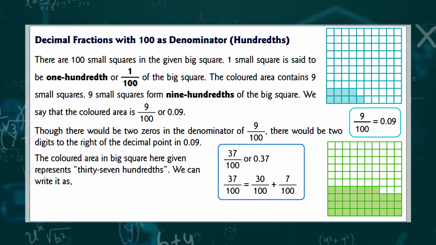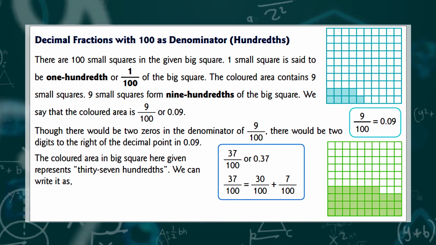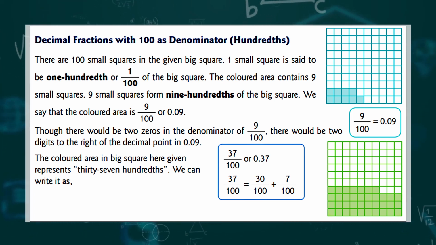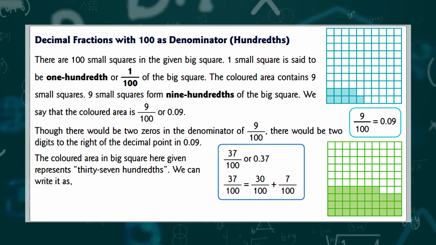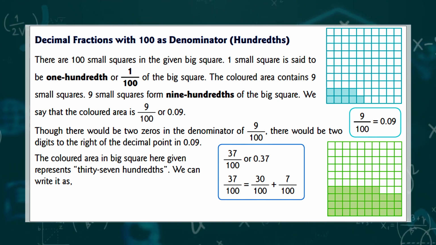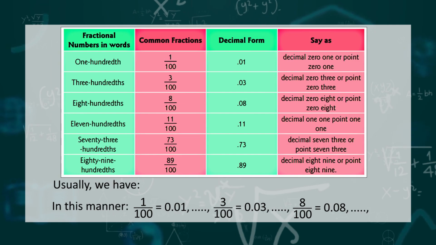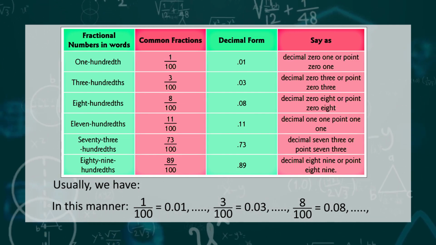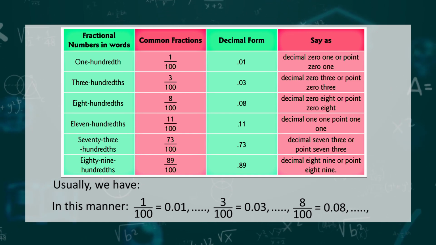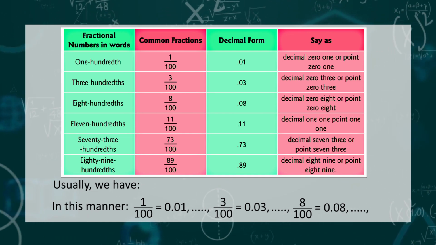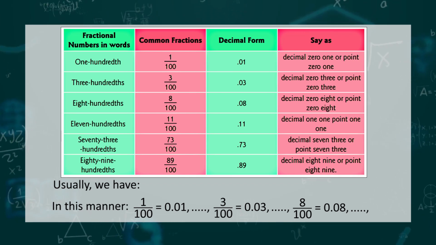Though there would be two zeros in the denominator of 9 by 100, there would be two digits to the right of the decimal point in 0.09. The colored area in the big square here given represents 37 hundredths. In this manner, 1 by 100 is equal to 0.01, 3 by 100 is equal to 0.03, 8 by 100 is equal to 0.08.